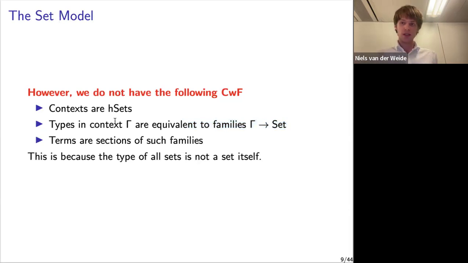So using CWFs is for that reason more suitable if you work in a setting with uniqueness of identity proof, because if you are in a setting with UIP, then this is not an issue because you just have a set and completely fine. But if you want to work with h-sets and with univalence, then this will block you from having a CWF.